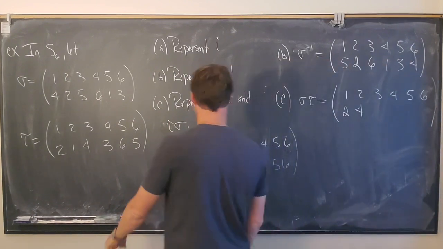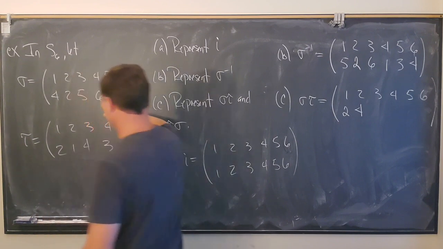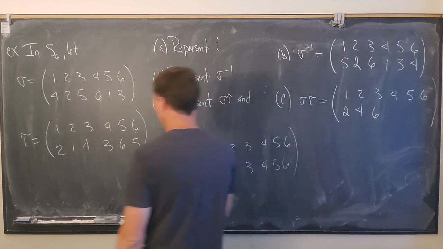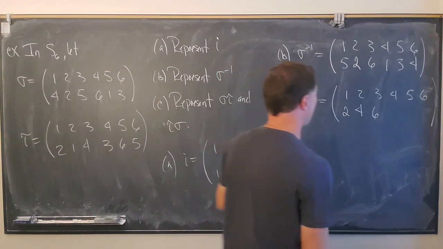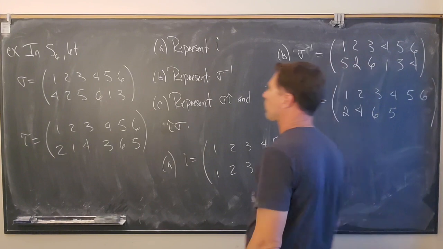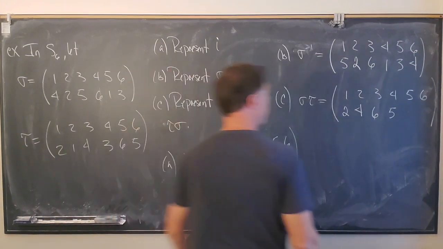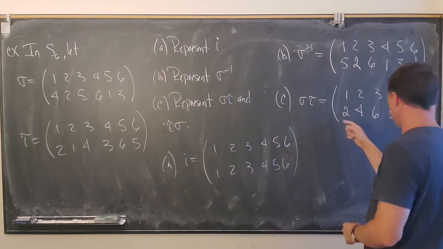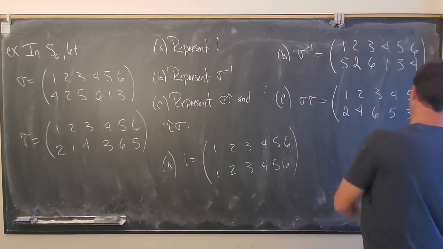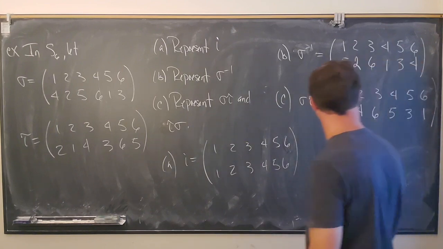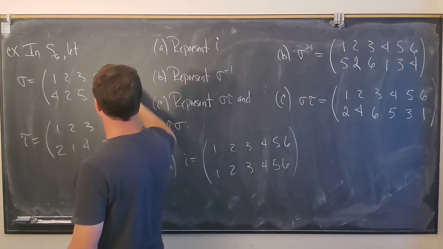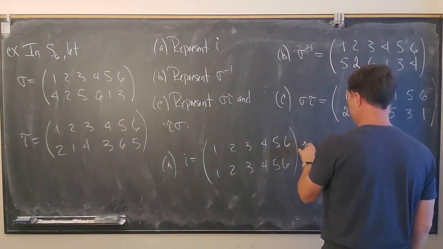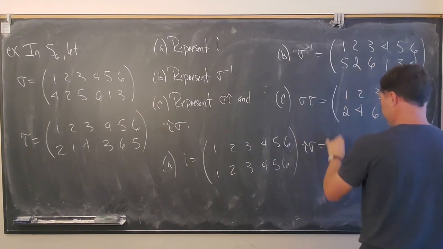Do tau to 3, 3 goes to 4, which goes to 6. 4 goes to 3, which goes to 5. 5 goes to 6, which goes to 3. And then I shouldn't even have to look over there since it's a bijection. I've got to see all the numbers 1 through 6, which means 1's got to be there. But let's just check to make sure 6 goes to 5, which goes to 1. And now when we do it in the reverse order, so now I'm going to do tau sigma.